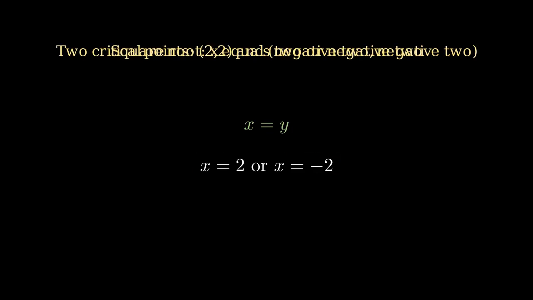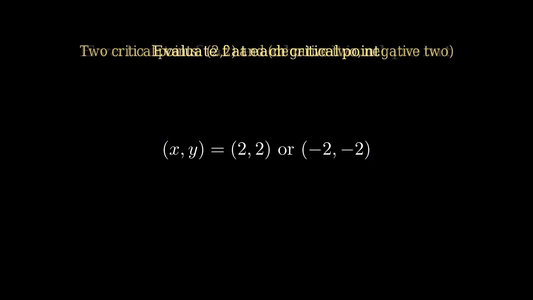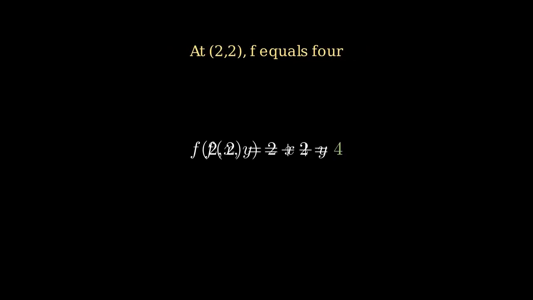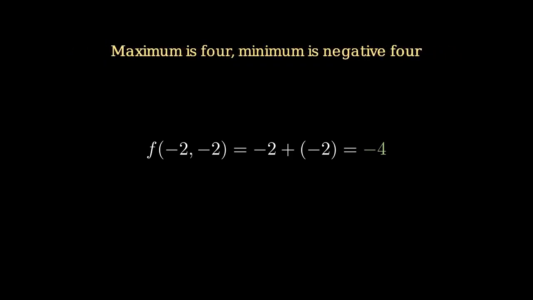Since y equals x, this gives us 2 critical points, the point 2, 2 and the point negative 2, negative 2. Now we evaluate f at each point to see which is the maximum and which is the minimum. At the point 2, 2, f equals 2 plus 2, which is 4. At the point negative 2, negative 2, f equals negative 2 plus negative 2, which is negative 4. So the maximum value of f is 4 and the minimum value of f is negative 4.